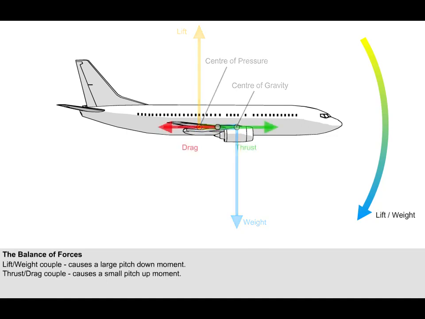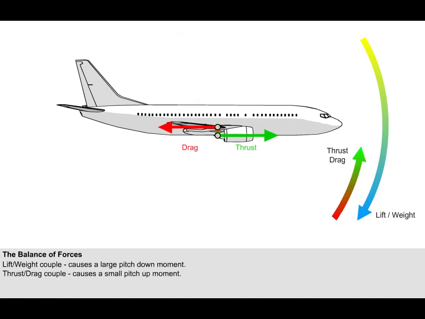The second couple acting upon an aeroplane in flight is that produced by the forces of thrust and drag. The effect of this couple is to cause a nose-up pitching moment. Notice, though, that this couple is far weaker than the lift-weight couple. The maximum thrust produced by the engines of a 737-800 is only 214,000 newtons. This means that the nose-up pitching moment does not balance the stronger nose-down pitching moment of the lift-weight couple. As a result, there is still a nose-down tendency.